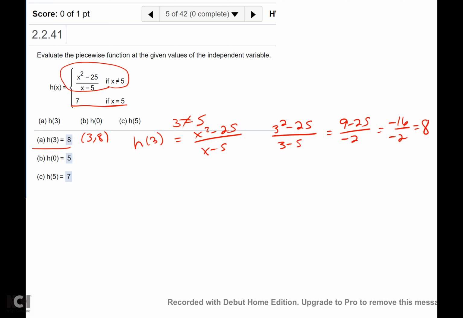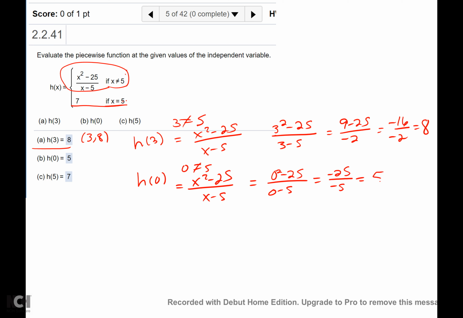Okay, to find h of 0, figure out which one it matches. 0 does not equal 5, so again I'm using the top one. Plugging in 0, so I'd have 0 squared minus 25 over 0 minus 5. That's a negative 25 divided by a negative 5, which is positive 5. That ordered pair would be 0, 5. And the third one wants me to find h of 5. Well, 5 does equal 5, so they want me to use the second one. There's no x to change, so my answer is just 7. That ordered pair would be 5, 7.